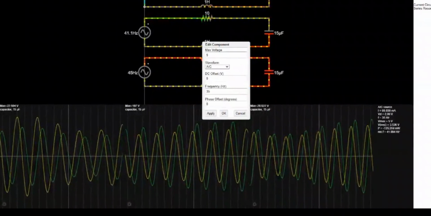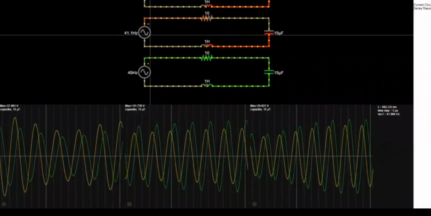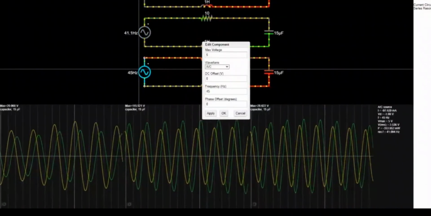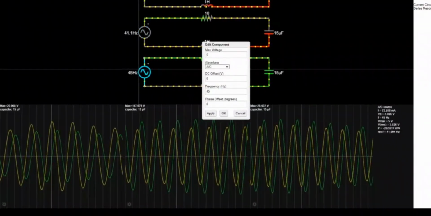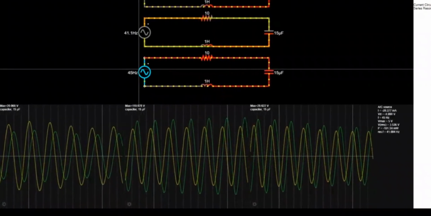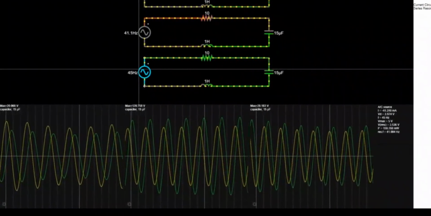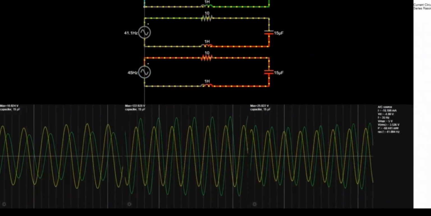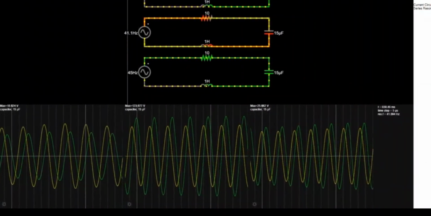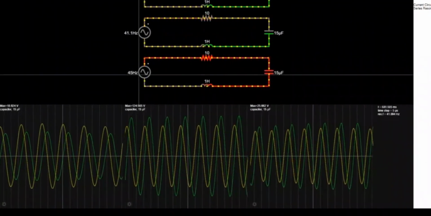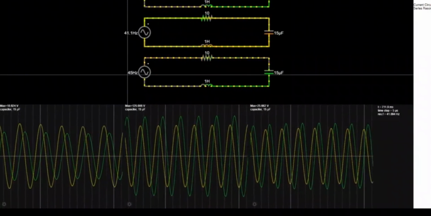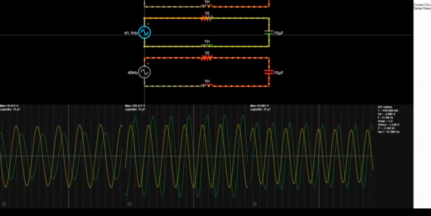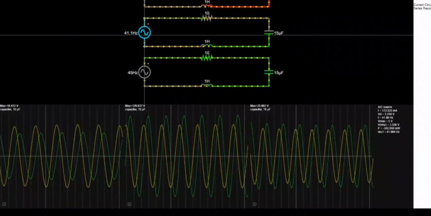This EMF has a max voltage of 5. This EMF has a max voltage of 5. And similarly, the bottom circuit EMF has a voltage of 5. So you're looking at 3 different circuits, identical in every way except for one, the driving frequency. This generator is operating at 35 hertz. The bottom generator is operating at 45 hertz. This middle generator is operating at 41.1 hertz, which is actually the perfect result.